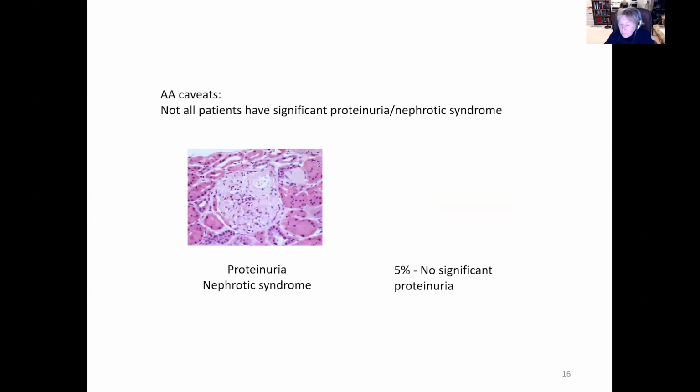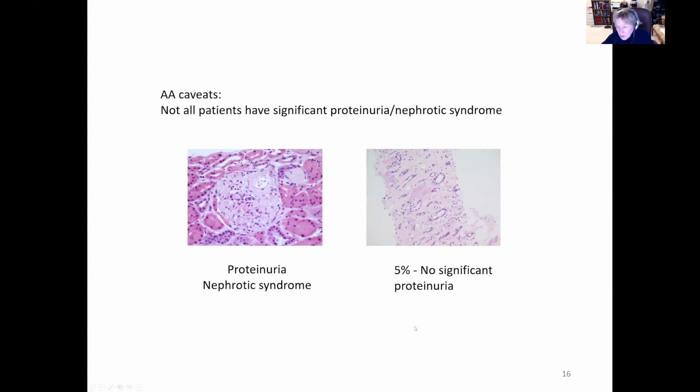Now, most of the patients will present with proteinuria. The amyloid affects the kidney in a diffuse fashion, including glomeruli, but about 5% of patients with AA will not have any significant proteinuria. They will have deposits of amyloid in the medulla. Okay, and it is important to recognize those because then treatment has to be more intensified in order to prevent progression. So we've covered AA.